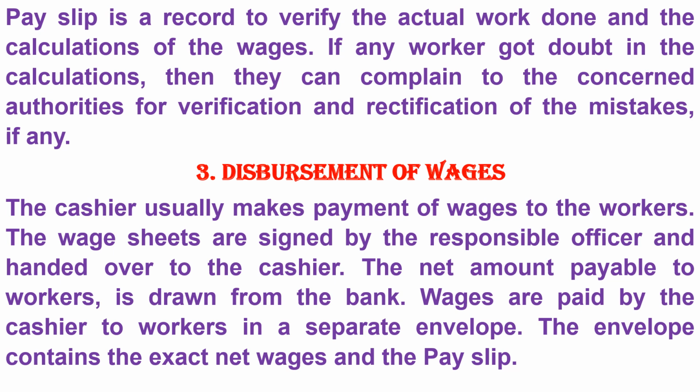3. Disbursement of wages. The cashier usually makes payment of wages to the workers. The wage sheets are signed by the responsible officer and handed over to the cashier. The net amount payable to workers is drawn from the bank. Wages are paid by the cashier to workers in a separate envelope. The envelope contains the exact net wages and the pay slip.